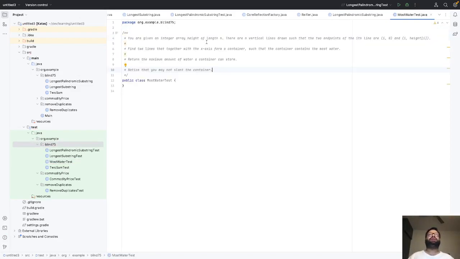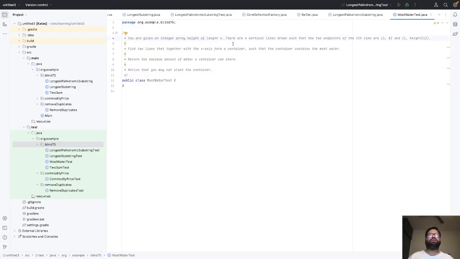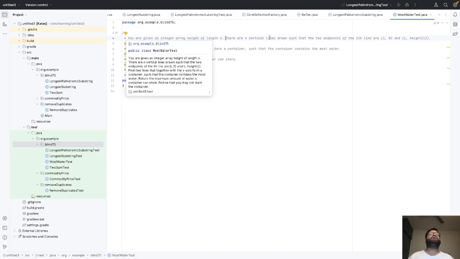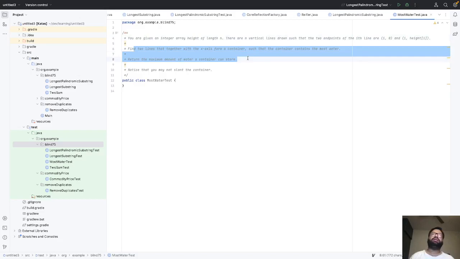You are given an integer array height of length n. There are n vertical lines drawn such that the two endpoints of the ith line are (i, 0) and (i, height[i]). Find two lines that together with the x-axis form a container, such that the container contains the most water. Return the maximum amount of water.